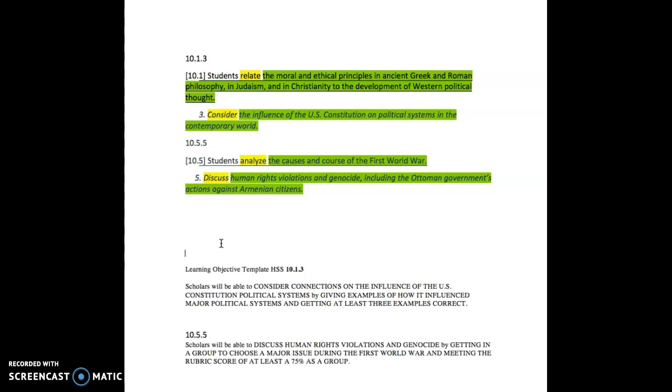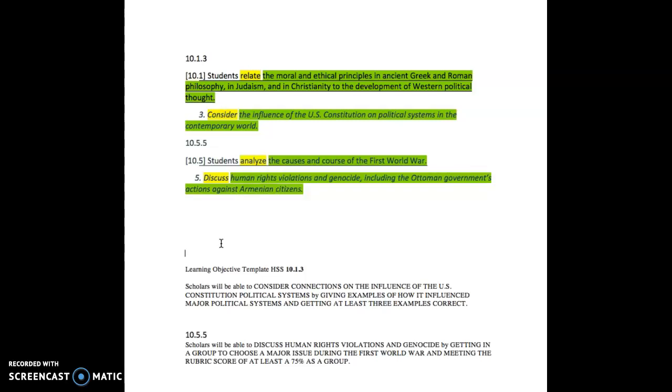So for the learning objective 10.1.3, I wrote, scholars will be able to consider connections on the influences of the United States Constitution on political systems by giving examples of how it influenced major political systems and getting at least 3 examples correct.